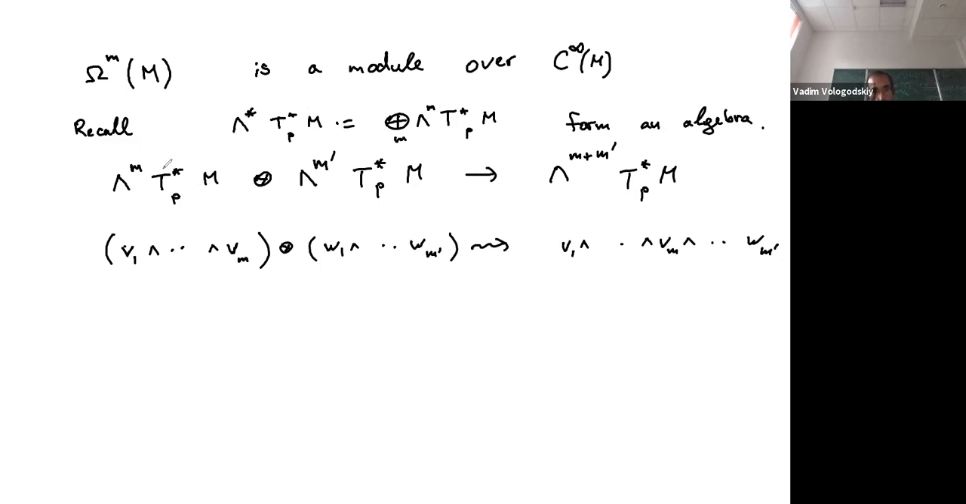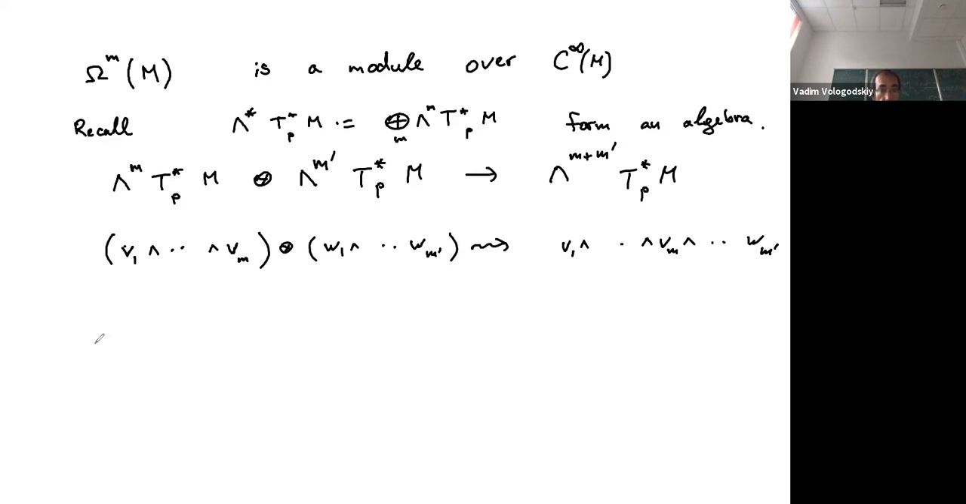It's non-commutative. If you change the order, the product in the other direction differs from the product in this direction by a sign. The sign is -1 to the power of the product of these two numbers. Okay. So now again, a differential form is a map that assigns to every point P a vector here.